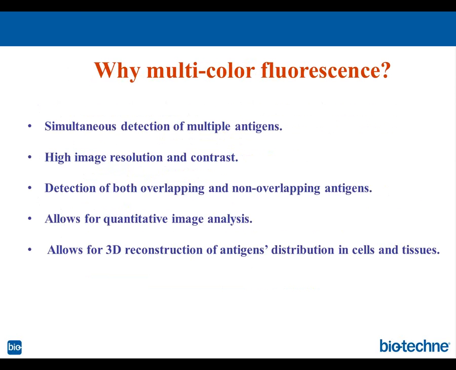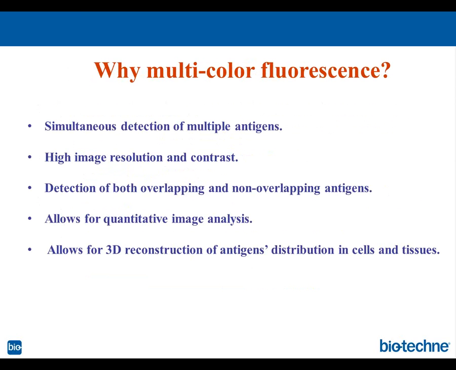So why do we want to do multicolor fluorescence? First of all, this technique allows us to do simultaneous detection of multiple antigens. Multiple, that's the key word. Second, with fluorescent probes, we can get high image resolution and high contrast. This is in comparison with enzymatic techniques like phosphatase, peroxidase and diaminobenzidine. Compared with these chromogenic bright field techniques, fluorescence has much stronger resolution and contrast.